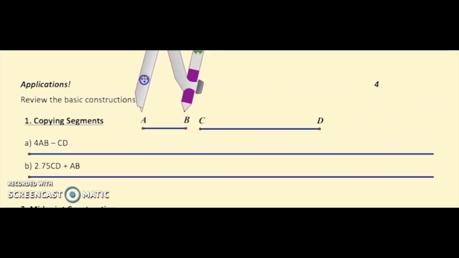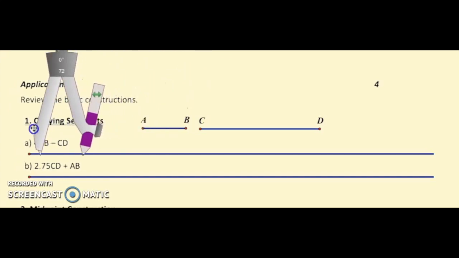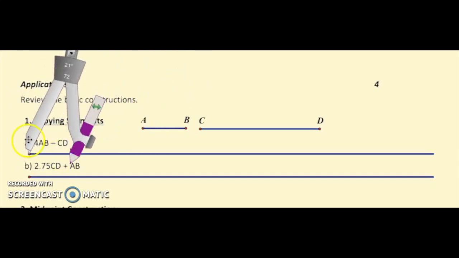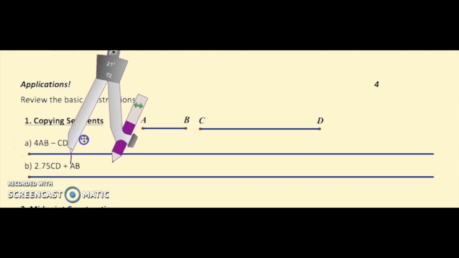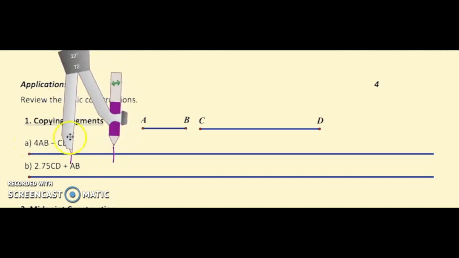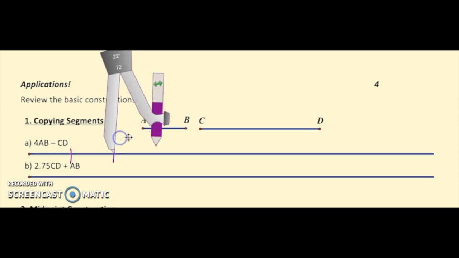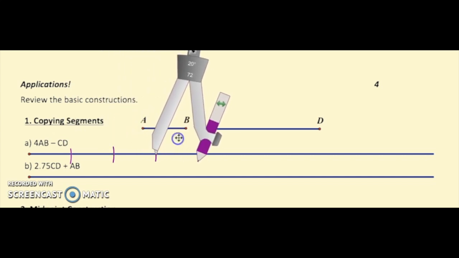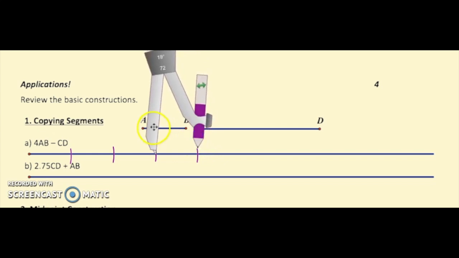So now for some even funkier segment copying. I want to construct 4AB minus CD. So I'm going to measure AB, and I'm going to construct 4 of them. So 1, 2, copy it again is 3, and copy it one more time will be 4. So that right there is 4AB, that length.